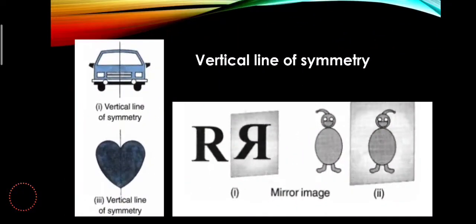Now let us start with the vertical line of symmetry. Here one picture of a car is there and one heart is there. When we unfolded the figure of this car and heart, we found the broken line, which was actually the vertical line of symmetry. In other words, the vertical line of symmetry gives us the mirror reflection, right and left. Right is the mirror reflection of left, or we can also say that left is the mirror reflection of right.